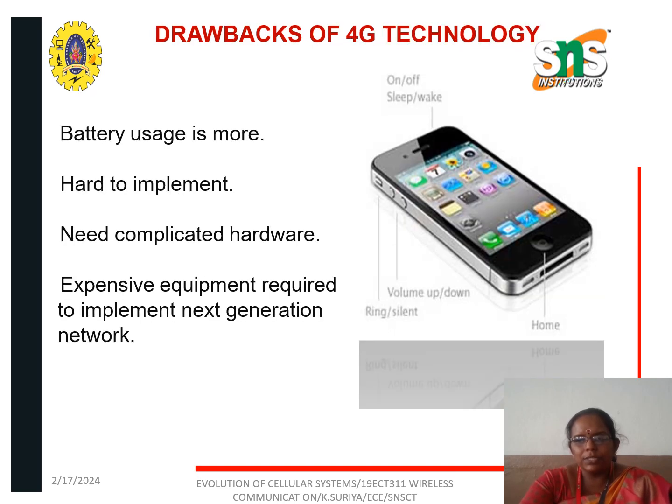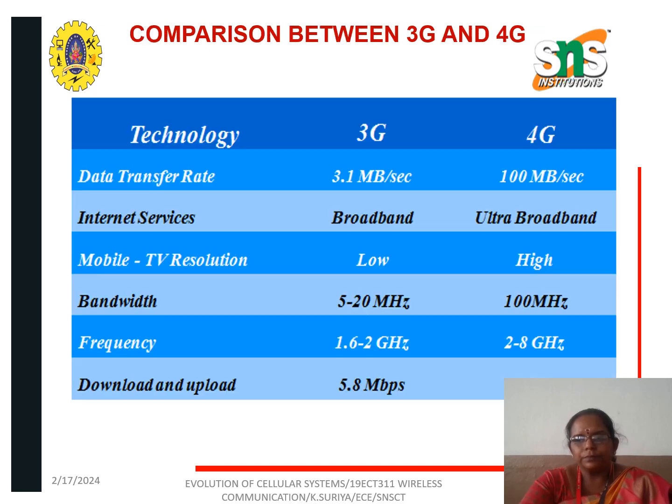The drawbacks of 4G technology are it uses more battery consumption. So the battery will drain soon in your 4G mobile phones, and it is very hard to implement. As you know, as the technology keeps on increasing, definitely the complexity will also increase accordingly. So it needs complicated hardware. Good innovative technologies have always complicated hardware and expensive equipment. It is required to implement the next generation network.